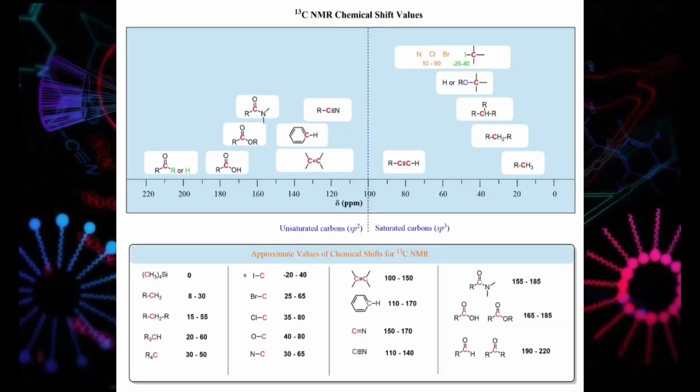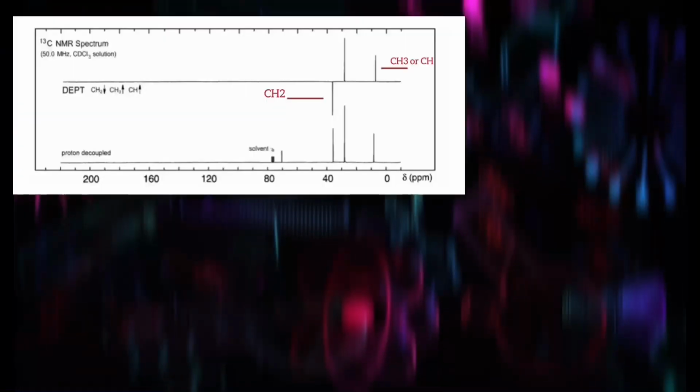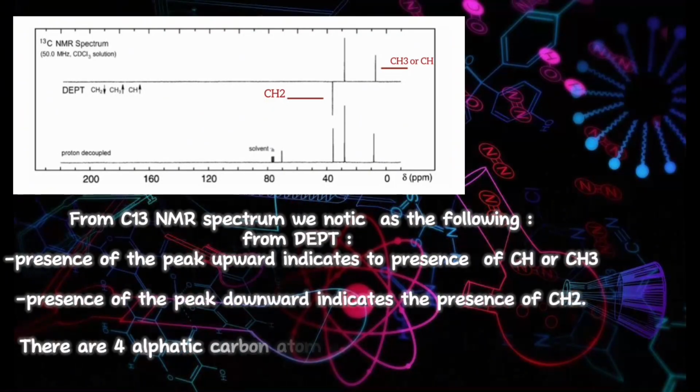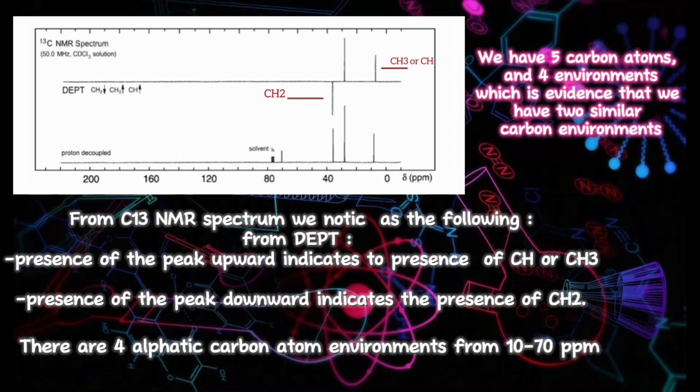Now we have the carbon-13 spectroscopy. Using this device, we can determine the number of carbon environments present in the compound. We can also determine whether we have CH2, CH or CH3. A peak pointing downward indicates the presence of CH2, but if the peak is upward, it indicates the presence of either CH or CH3.